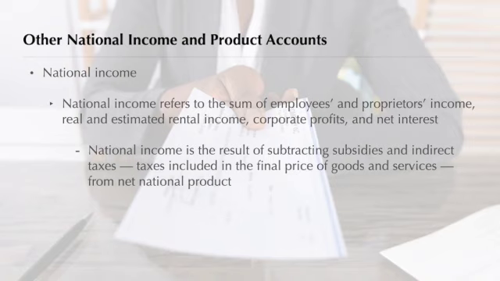To determine the total income paid to the owners of a nation's factors of production, economists use the measure national income. National income refers to the sum of employees' and proprietors' income, real and estimated rental income, corporate profits, and net interest. To calculate national income, economists subtract subsidies and indirect taxes from net national product. Indirect taxes, as opposed to direct taxes on income, are taxes included in the final price of goods and services.